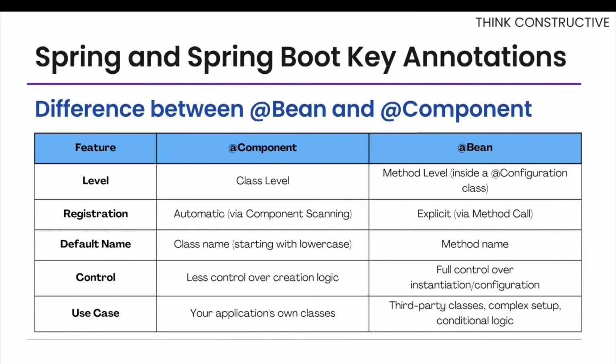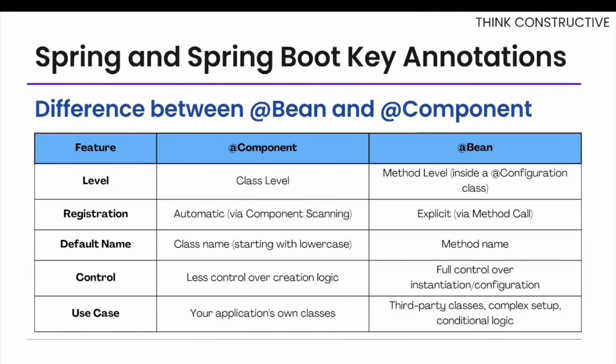The first one is that the @Component annotation is used at the class level, but the @Bean annotation is used at the method level, and that method must be written inside the configuration class. And how will the class be marked as configuration? The class should be annotated with @Configuration.